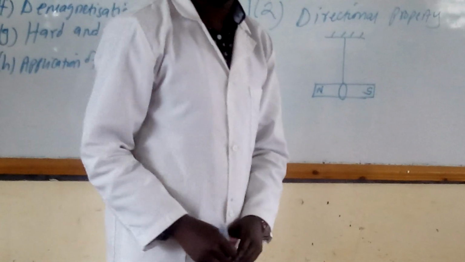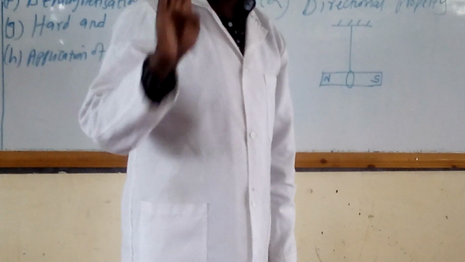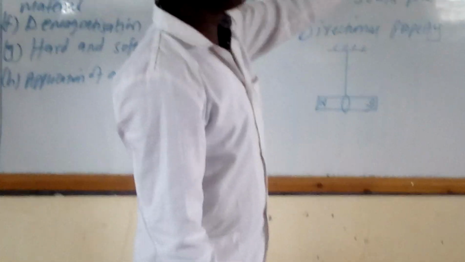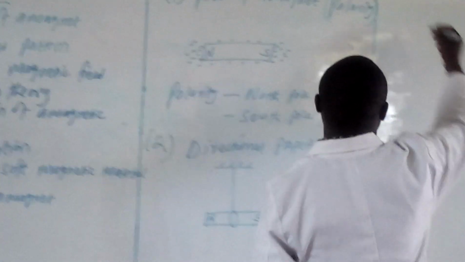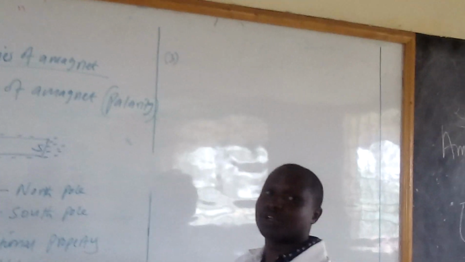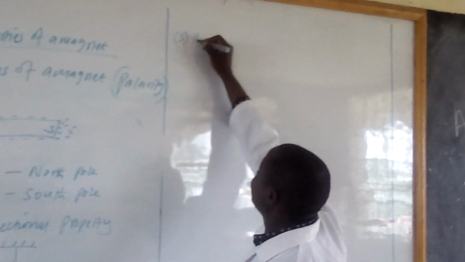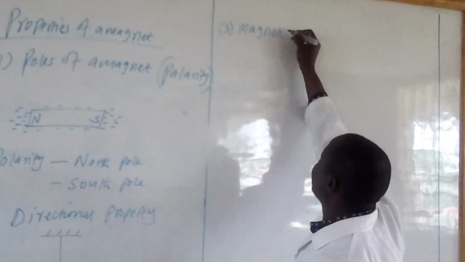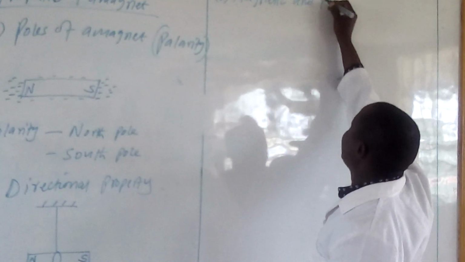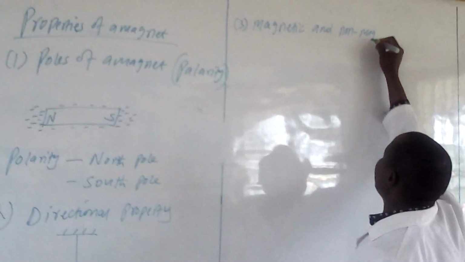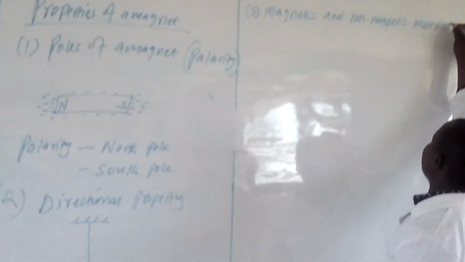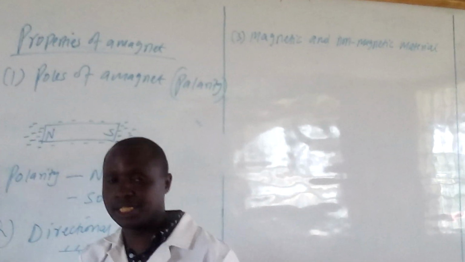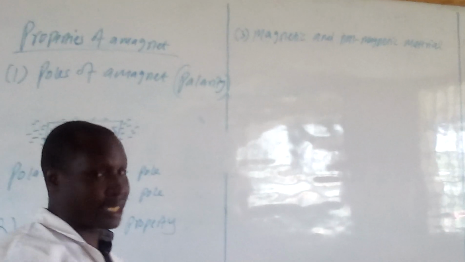And remember that I said we have around 4 properties which we discuss. The first one is the force of the magnet, the second is the directional property, and we have just covered that one. The next property is what we call magnetic materials.